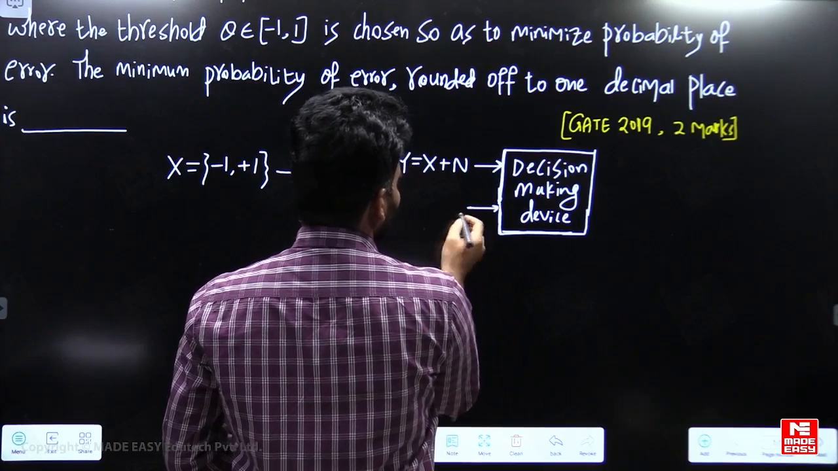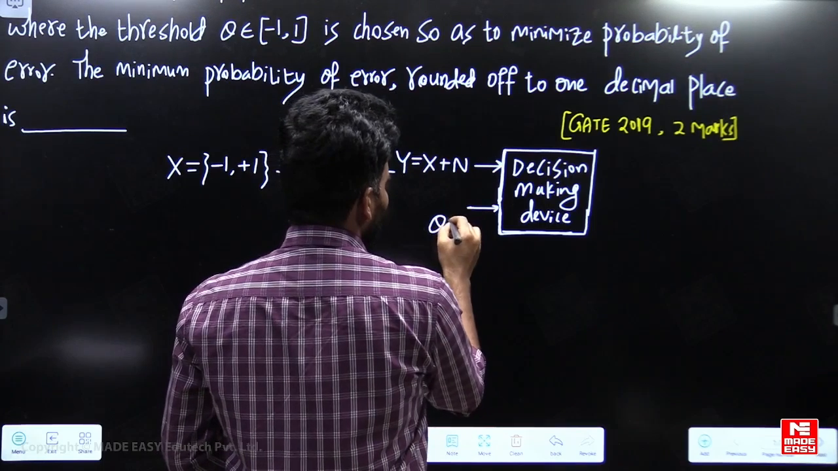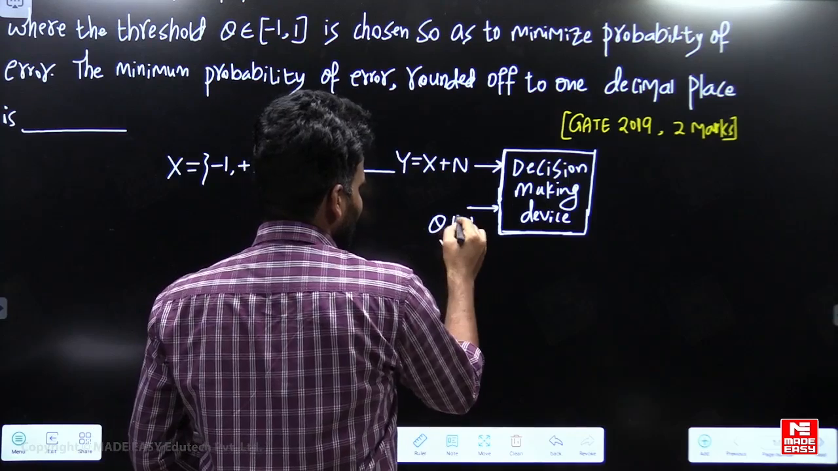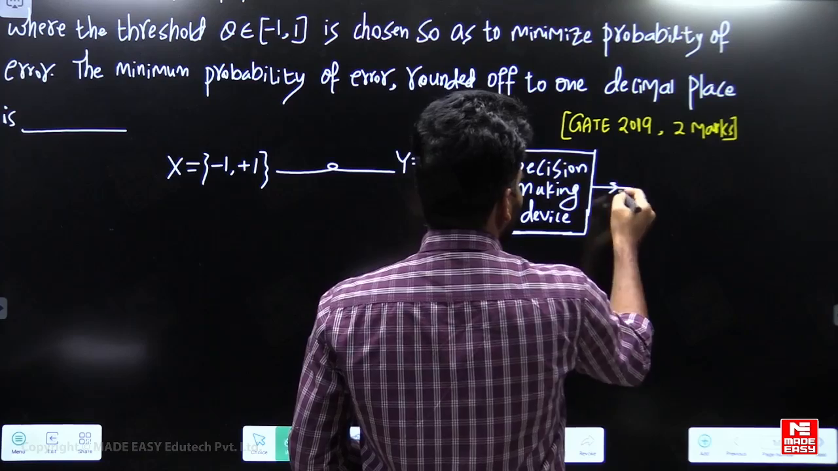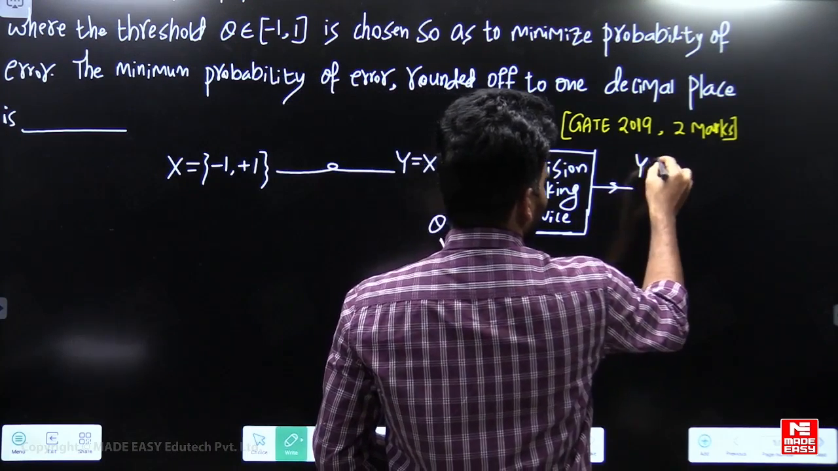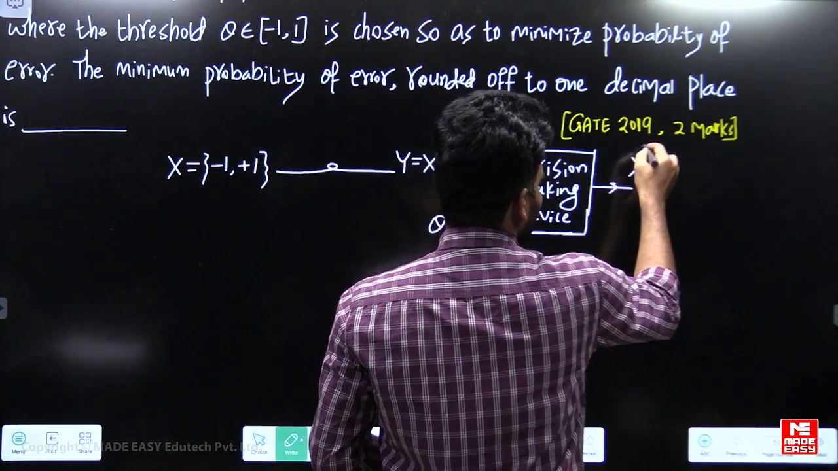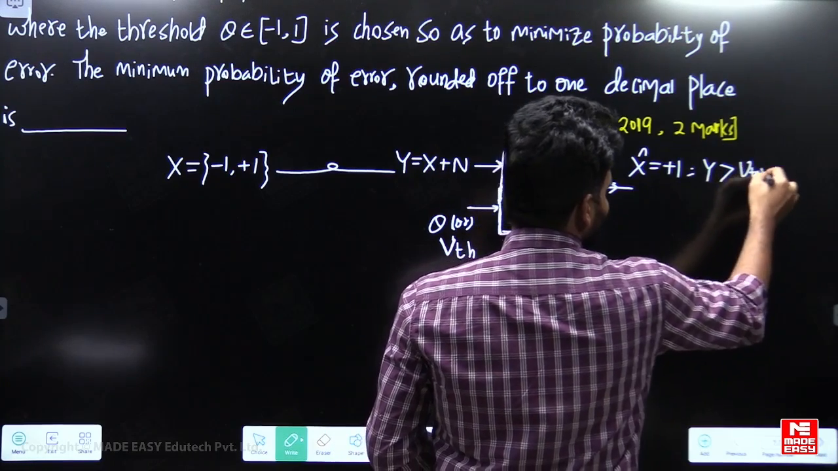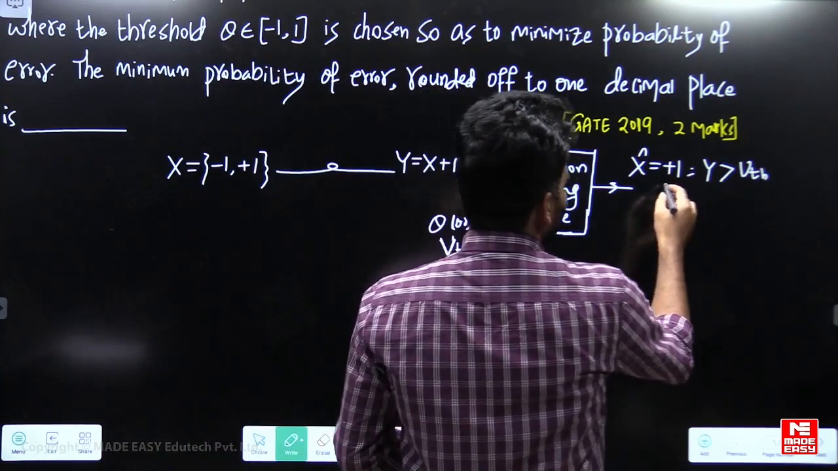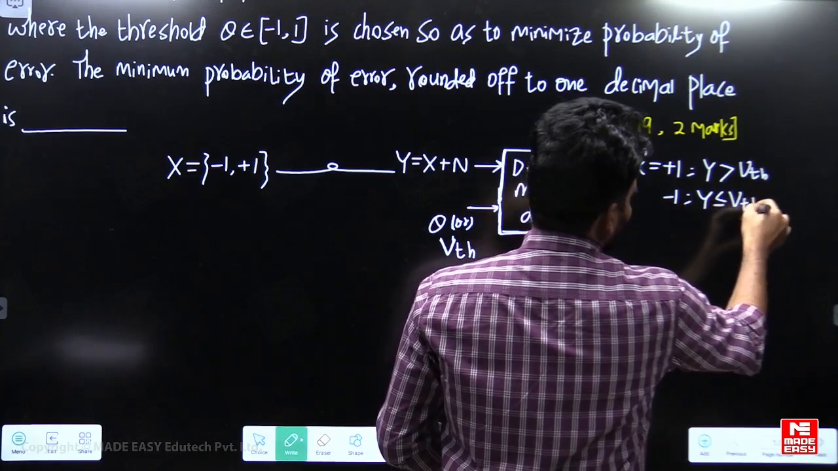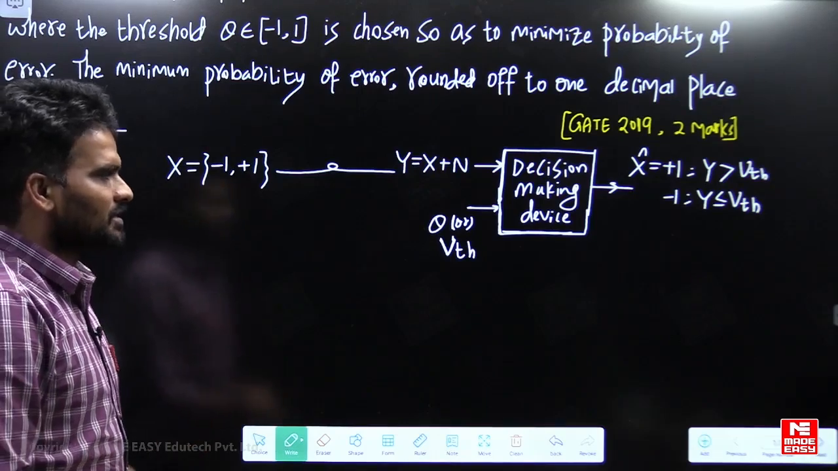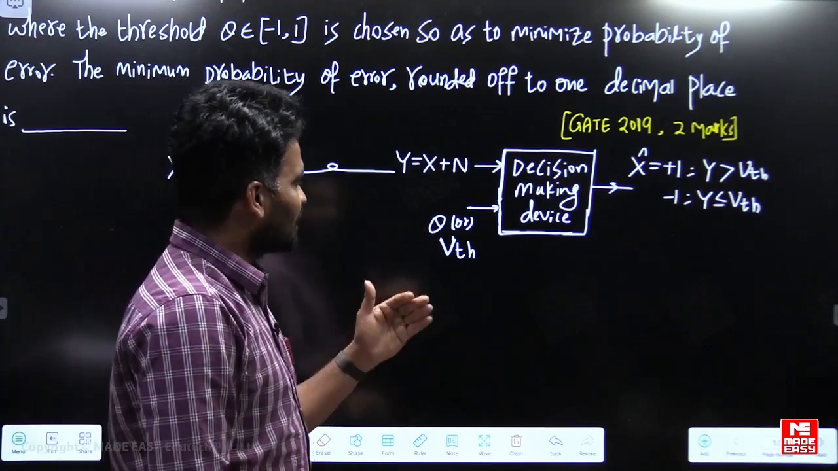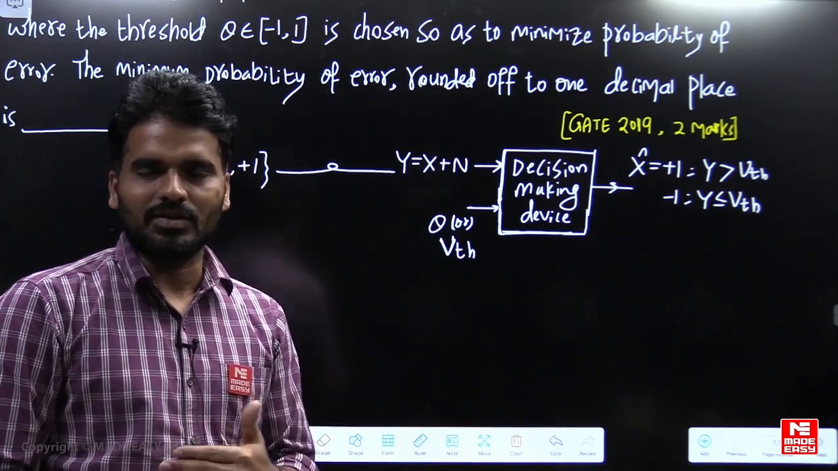The other input to this is theta in the question, but generally we denote that with V threshold; we are very much comfortable with the notation V threshold. The output x cap is +1 if y is greater than theta, that is, y greater than V threshold, and it will be equal to -1 if y is less than or equal to V threshold. And in the question it is mentioned that this theta, I mean V threshold, is chosen to minimize the probability of error. What that minimum probability of error is, we have to find here.